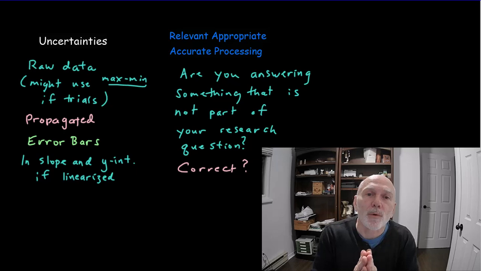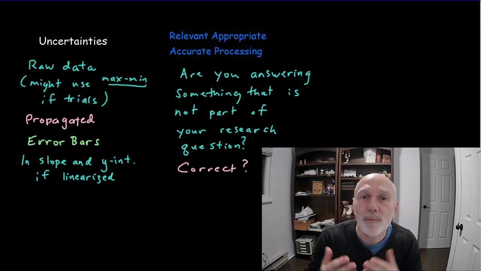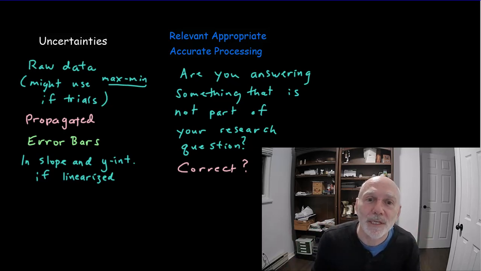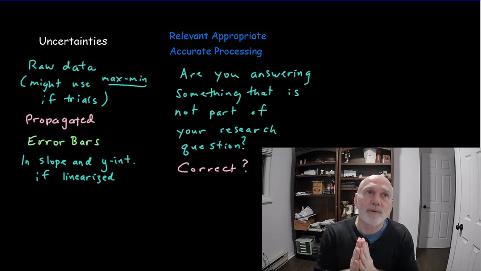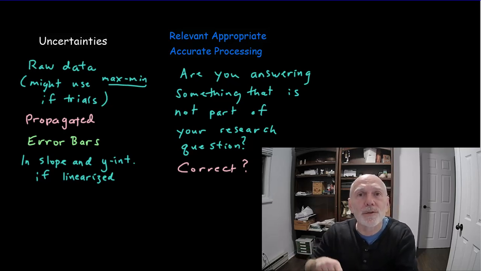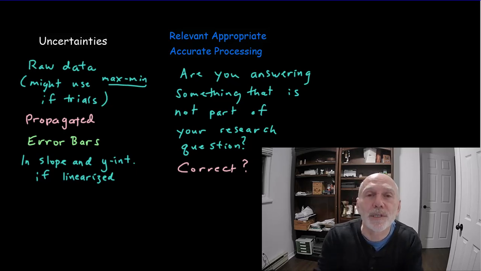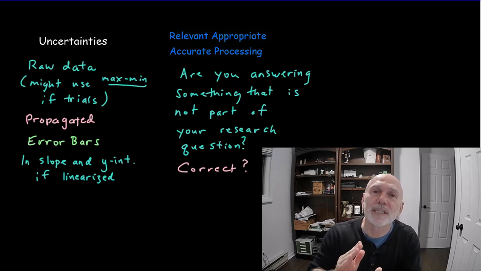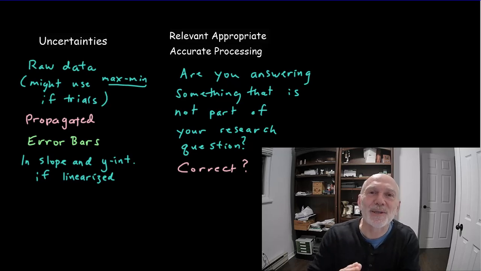Now, when they talk about relevant, appropriate, and accurate processing, well, is your data processing correct, or have you made mistakes? And then the second thing is, are all the calculations, all the graphs that you've done, is everything that you're doing part of your answer to the research question, or is it something that's tangential? If it's something that's tangential, it's not relevant, and that'll knock your mark down. So just put stuff in your essay that answers your research question.